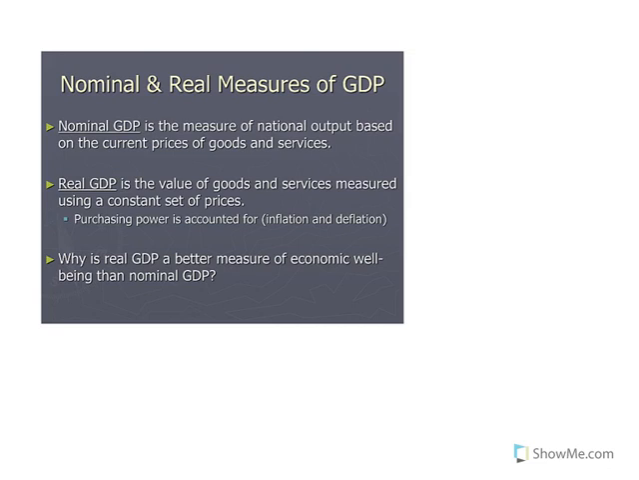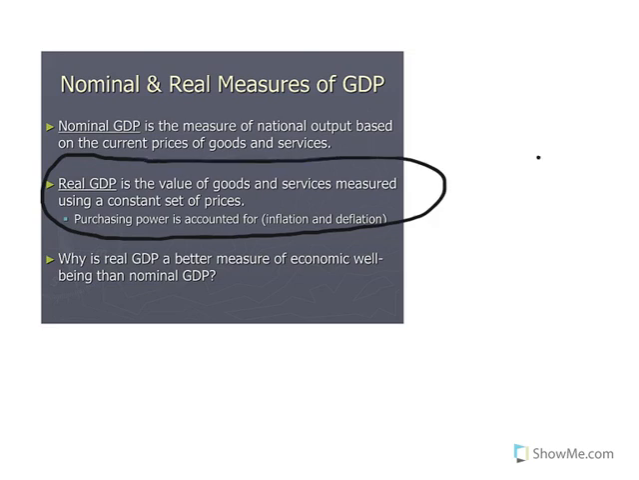So you'll notice that my definition of real GDP right here basically says it's the value of goods and services using a constant set of prices. What we're basically saying is that we've adjusted for inflation. In other words, real GDP takes into account the fact that price levels change. And so if we're just looking at nominal values, it could be very misleading as to whether the economy is growing or not, because you haven't taken inflation or deflation for that matter into consideration.